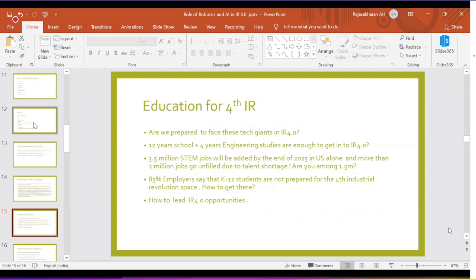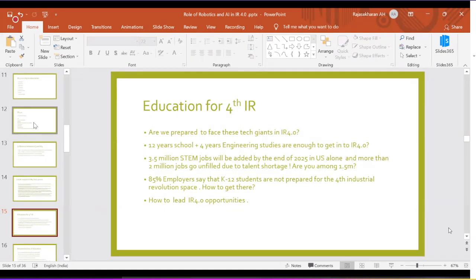Now, let me come back slightly to education. The first question is, are we prepared to face these tech giants in IR4, right? Maybe the industry might be demanding something, okay, but are we, or our students, ready to face these tech giants, right? So you must be knowing it. And do you think that 12 years of school and 4 years of engineering studies are enough to get into IR4? This is the second question.